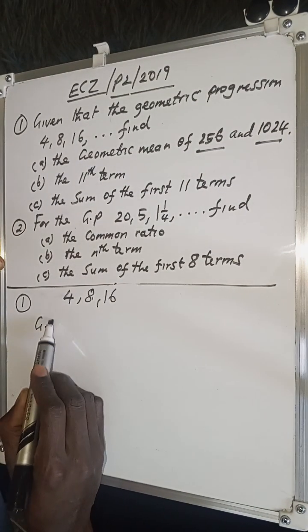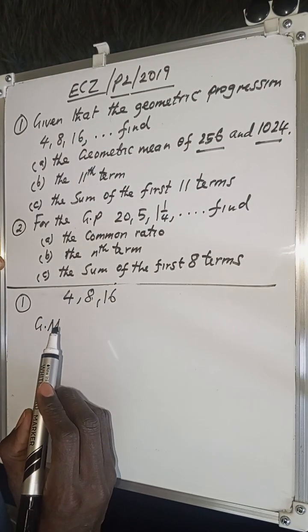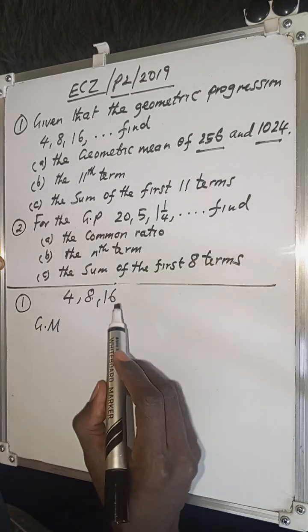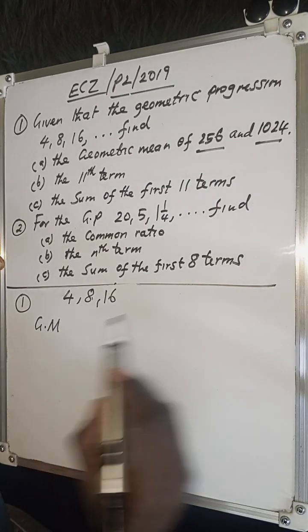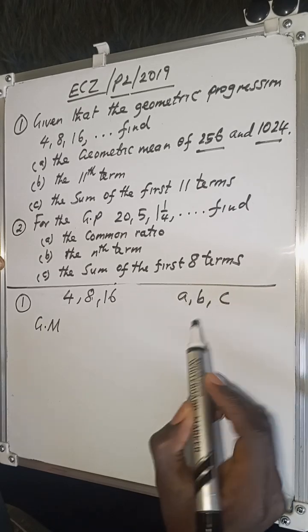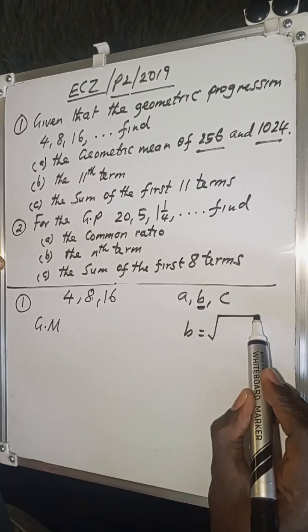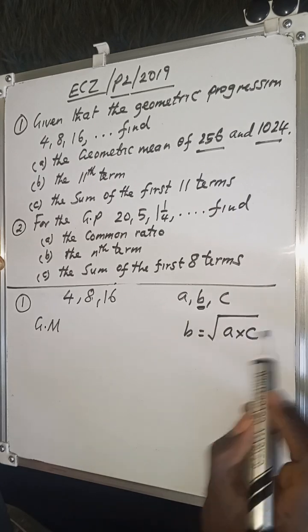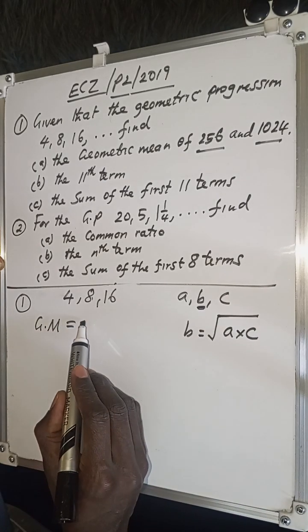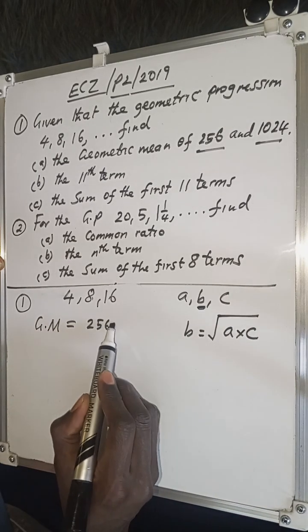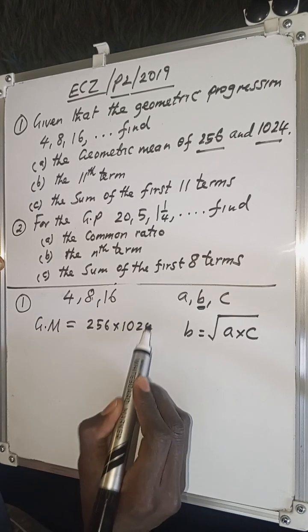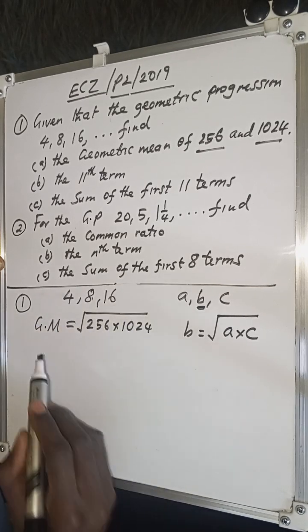Remember, for the numbers A, B, C, to get the geometric mean, which is B, you just need to find the square root of A times C. So in this case, you need 256 multiplied by 1024, and whatever you get, you find the square root.